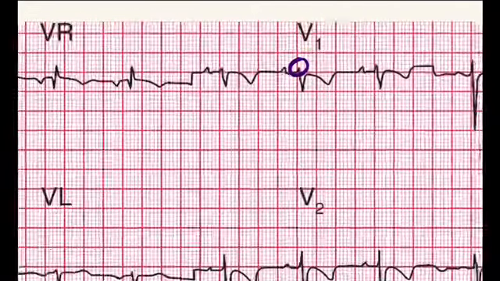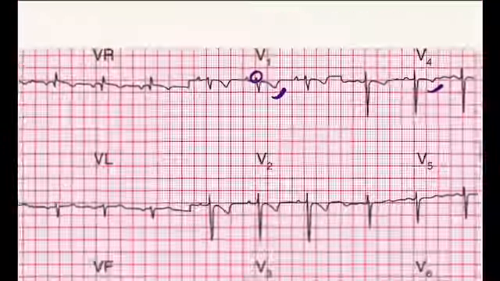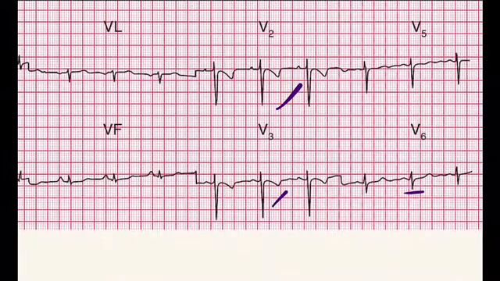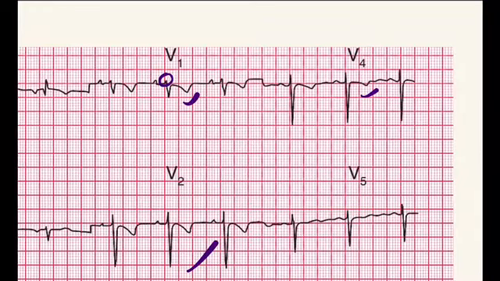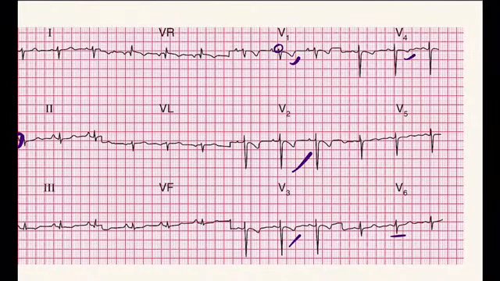Other than this, the right ventricular hypertrophy also causes T wave inversion. So you can see T wave inversion in lead V1, V2, V3 and also in V6. Also in V4. So T wave inversion can also be seen in right ventricular hypertrophy.